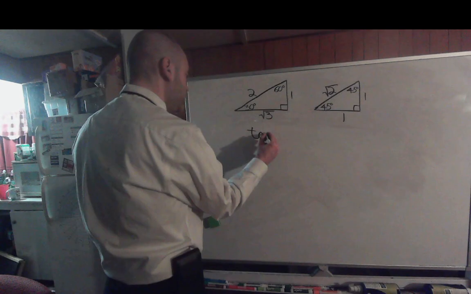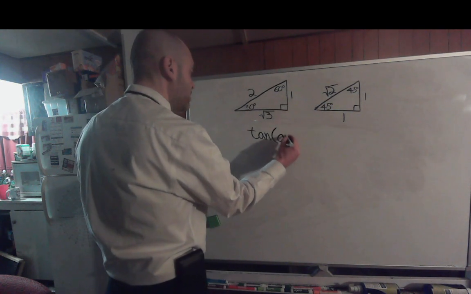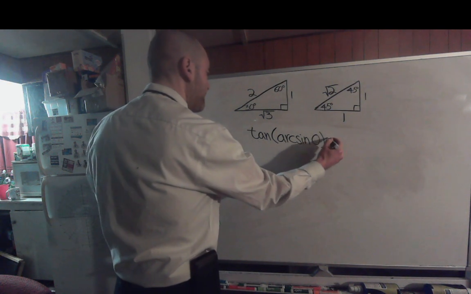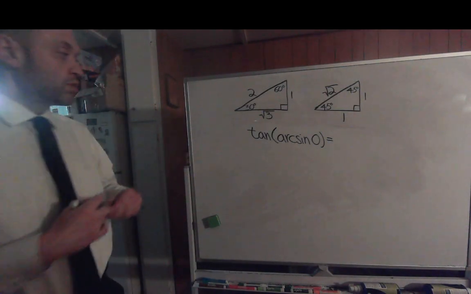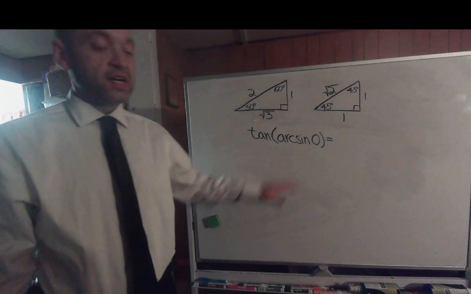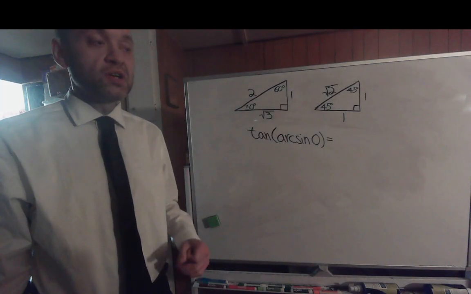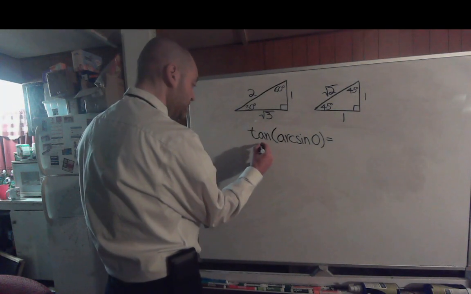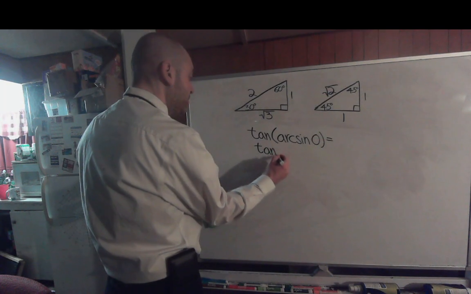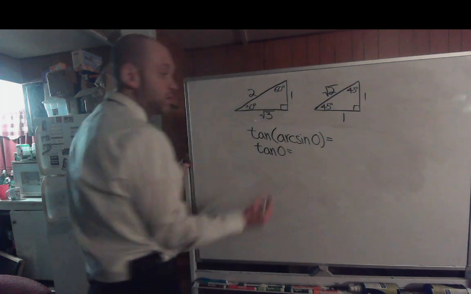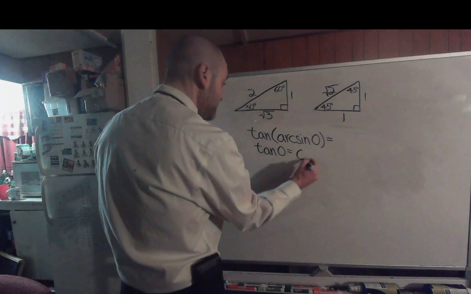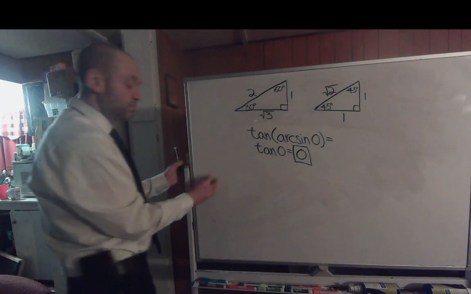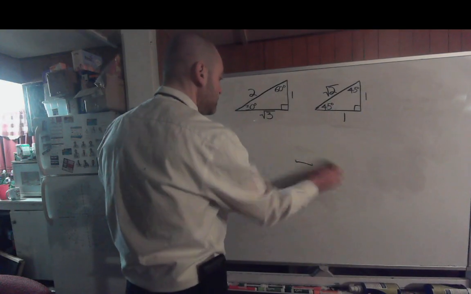Alright, so now we need to take the tangent of the arc sine of 0. So we're going to take the tangent of the arc sine of 0. Well, what is the arc sine of 0? That's just 0, right? That would equal the tangent of 0, which just so happens to be 0. So in this case, we should just get 0. So that one wasn't super terrible. That wasn't bad at all.